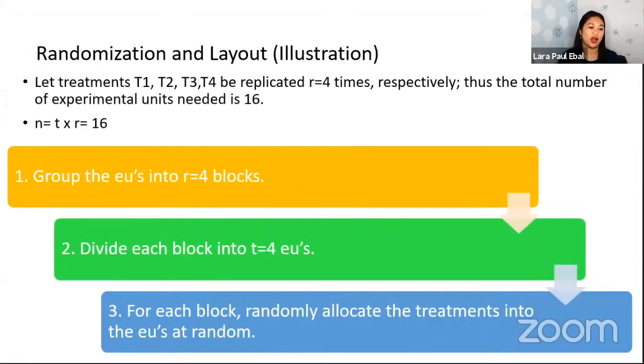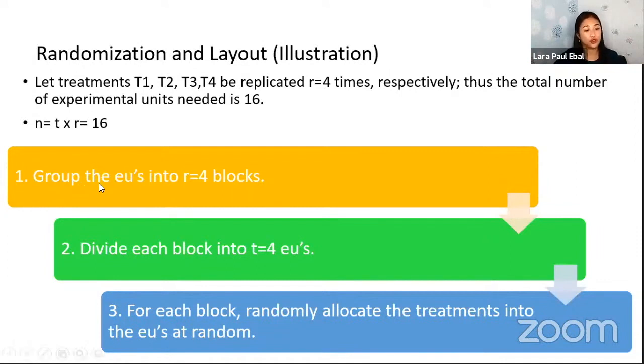So randomization and layout. So we have this illustration. So let treatments T1, T2, T3, T4 be replicated 4 times respectively. Thus, the total number of experimental units needed is 16. So if you can imagine, we have 4 treatments, and then we have 4 replicates. Okay, so these 4 replicates are actually your 4 blocks. So one block, one replicate, having these 4 treatments, another block, another 4 treatments, another block, another 4 treatments, another block, another 4 treatments. All in all, we have 16. So that's 4 times 4.